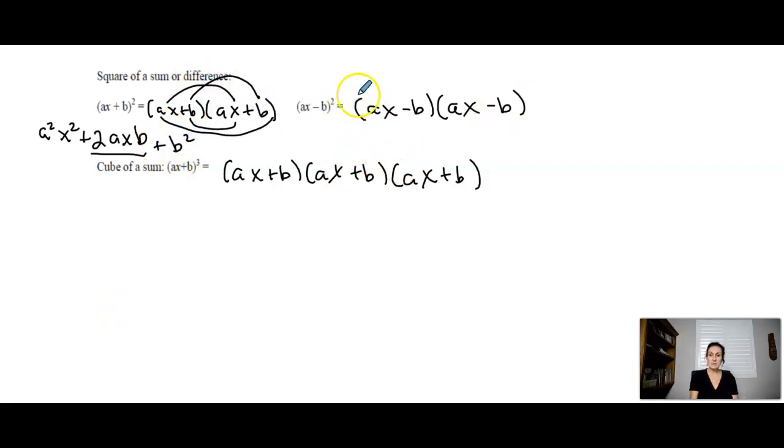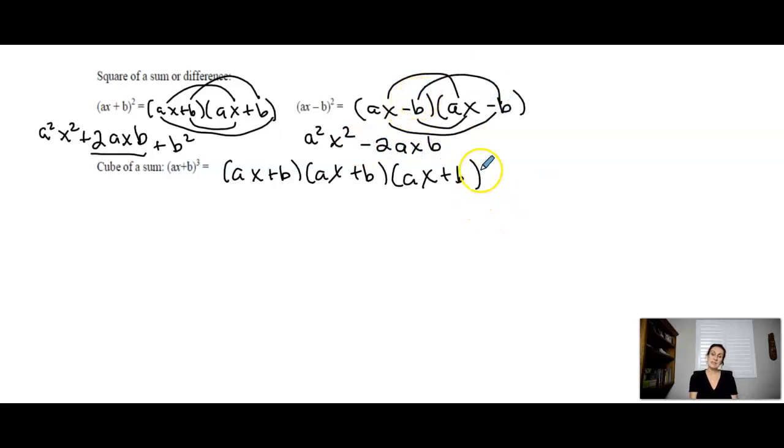All right, looking at this one, same thing. Ax times ax is a squared x squared. And then outsides is a negative axb, and a negative axb is a negative 2axb. Last times last, negative b times negative b is plus b squared.